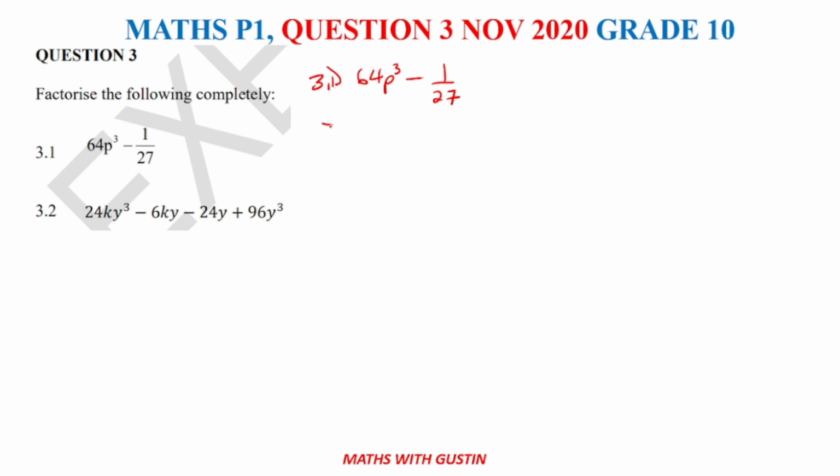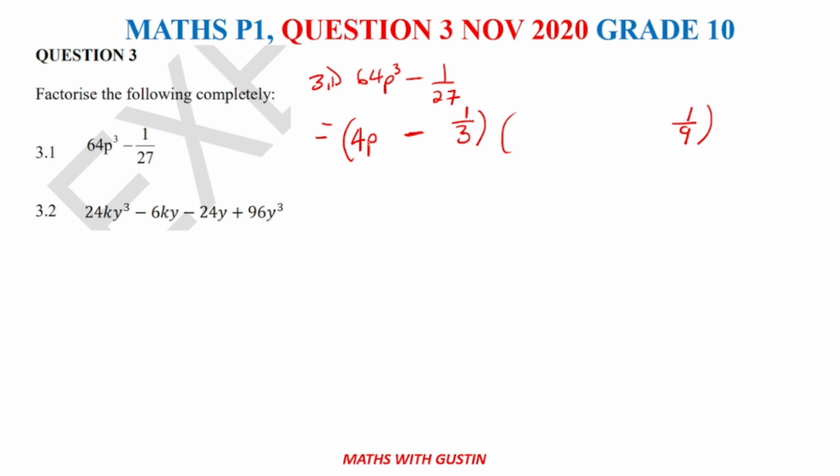So if it's a cubic factorization, we know what to do with the cubic. We have a small bracket, then we've got a big bracket there. Then we take the cube root of 64. It's giving me 4, and then p will stay at p. The cube root of 27 gives me 1 over 3. The minus will remain as a minus, and when you square 1 over 3, it's going to give you 1 over 9, which is our last term.